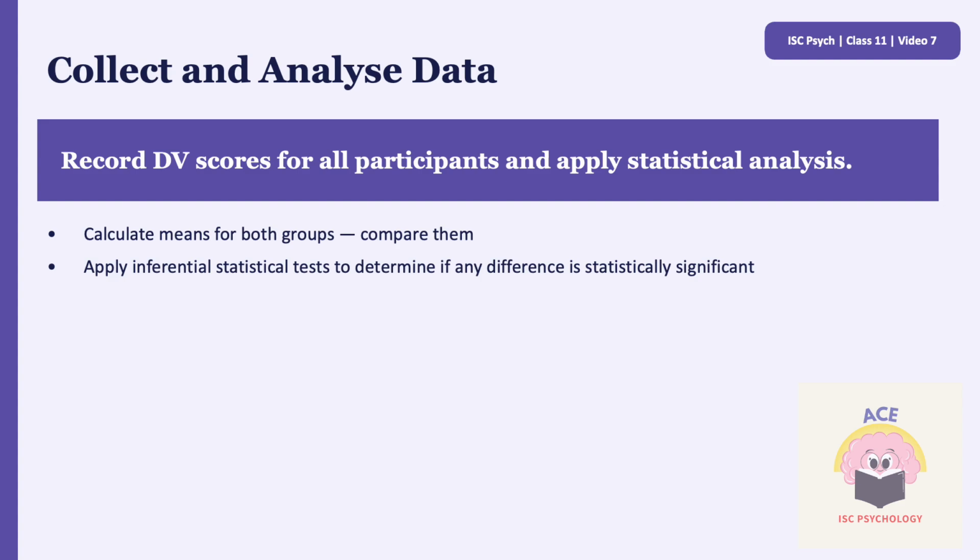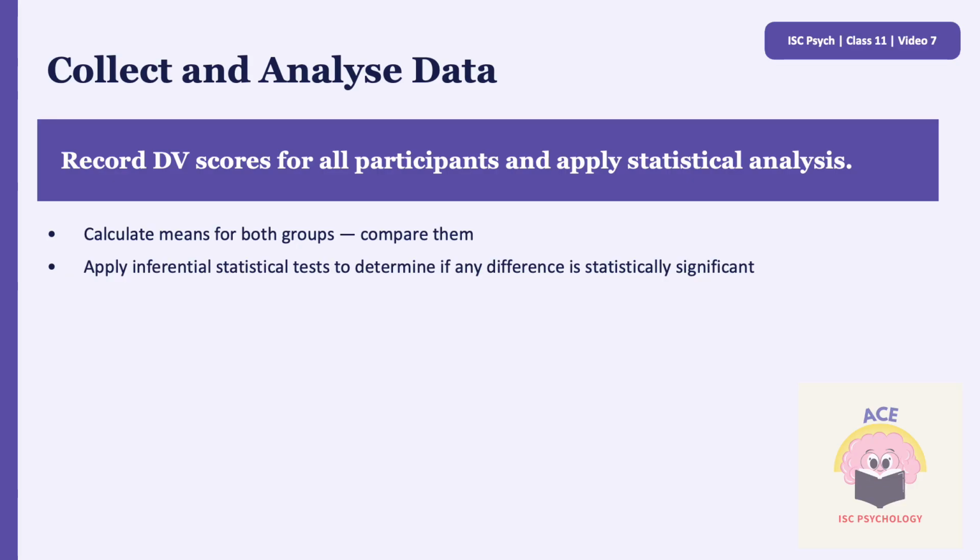Step 6. Collect and analyze the data. The dependent variable scores are recorded for all participants. Statistical analysis is then applied by calculating means, comparing groups, testing whether any difference between the experimental and control groups is statistically significant or whether it could have occurred by chance alone. Statistical significance means that the difference is unlikely to have occurred by chance alone.